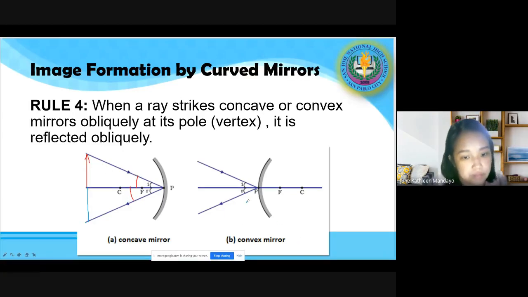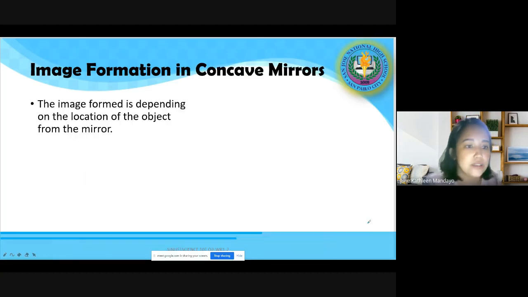And then same for the convex mirror. If you have your object here, okay, a light ray passing through the pole or the vertex would be reflected, okay, obliquely or in the same manner or in the same angle. Okay, so that is rule number 4. Okay, so an important note in the image formation in concave mirrors, you have to know that the image formed is depending on the location of the object from the mirror. So kapag tumitingin kayo sa mirror, specifically sa concave mirrors or yung spherical mirrors natin, nag-iiba-iba yung image natin.